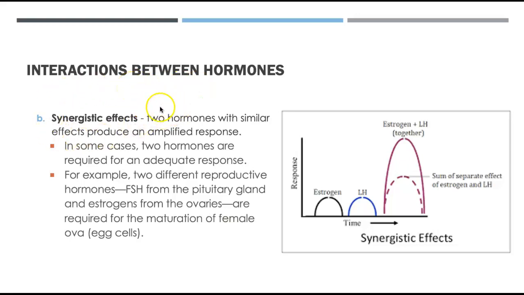What about synergistic effects? This is when we have two hormones that have a similar effect but can help amplify a response. So in some cases, two hormones are going to be required for an adequate response. Here we see an example of estrogen and LH working together in order to get the synergistic effect that they want. We also see a similar effect when it comes to FSH and estrogen from our ovaries, and that is needed to get the maturation of the female ova, or the egg.